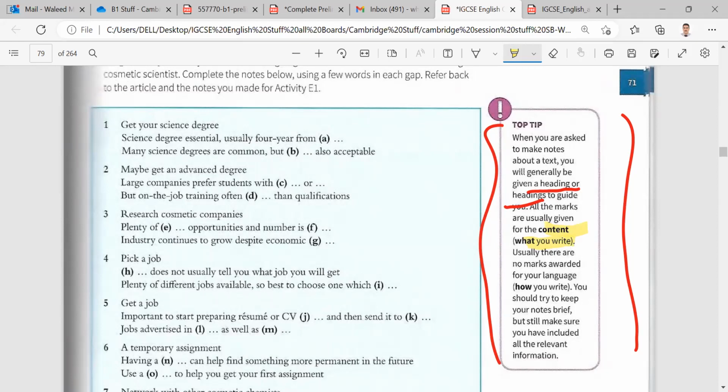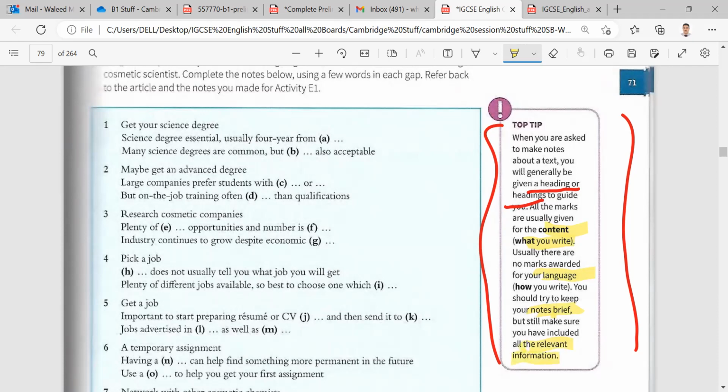Yes, thank you. So here, shabab, in the top tip, two main points. The first one, you need to focus on the content. Only the content, not every single detail, no. The content only, the key ideas. Another one, a word for the language. So the content, the language. What I mean by language is how you write. You should try to keep your notes brief. Focus on the key points only, but still make sure you have included all the relevant information.